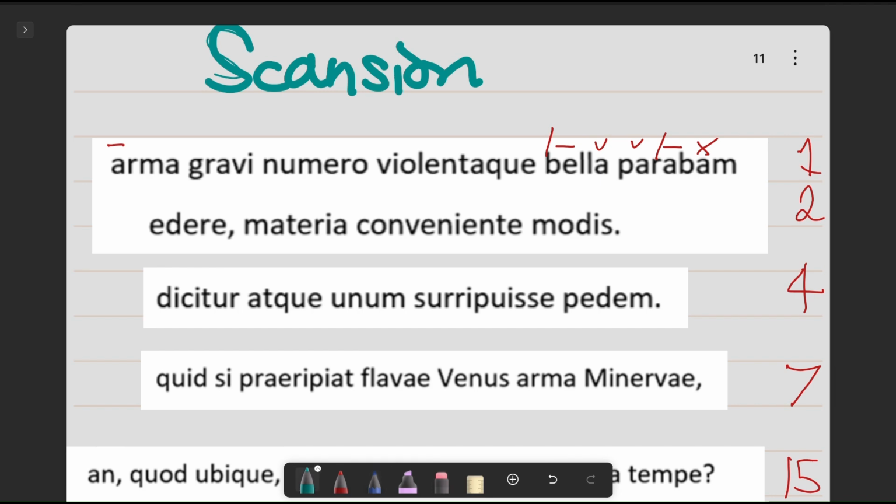So let's look to see if there are any sets of 2 consonants with each other. So we can see at the beginning there's RM, and that's why the R is long, as well as the beginning needing to be long. We have nt here, violentaque. We have gravi.